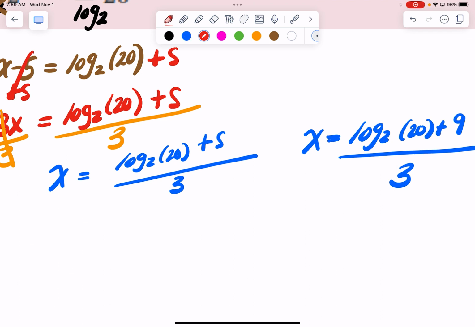Could I go like this? 9 and 3 divide out. No, you can't divide across addition signs. Correct, everyone? Or subtraction signs. So that would be not allowed.